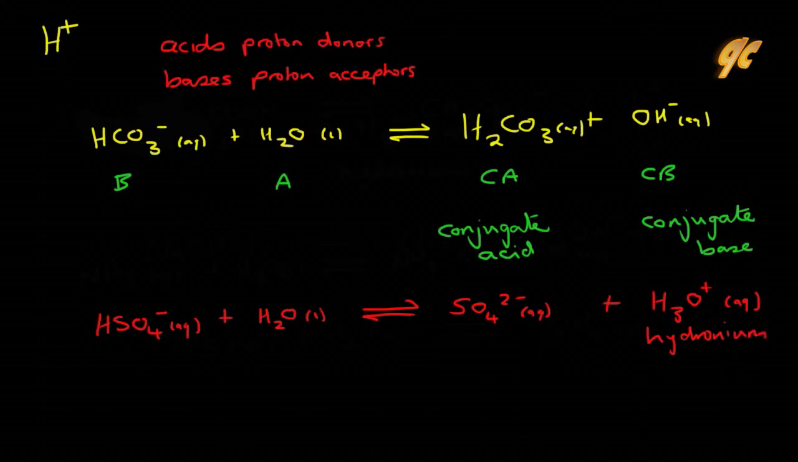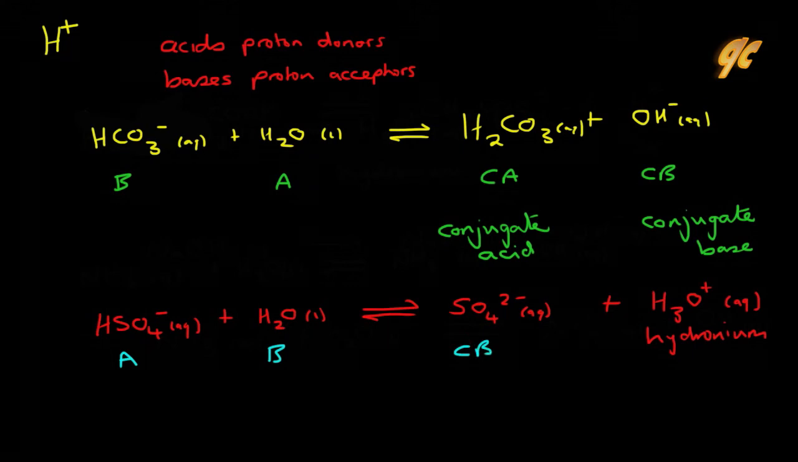The hydrogen sulfate acts as an acid, the water acts as a base, the sulfate ion now can accept protons, so becomes our conjugate base, and the hydronium ion can donate a proton, so becomes our conjugate acid.